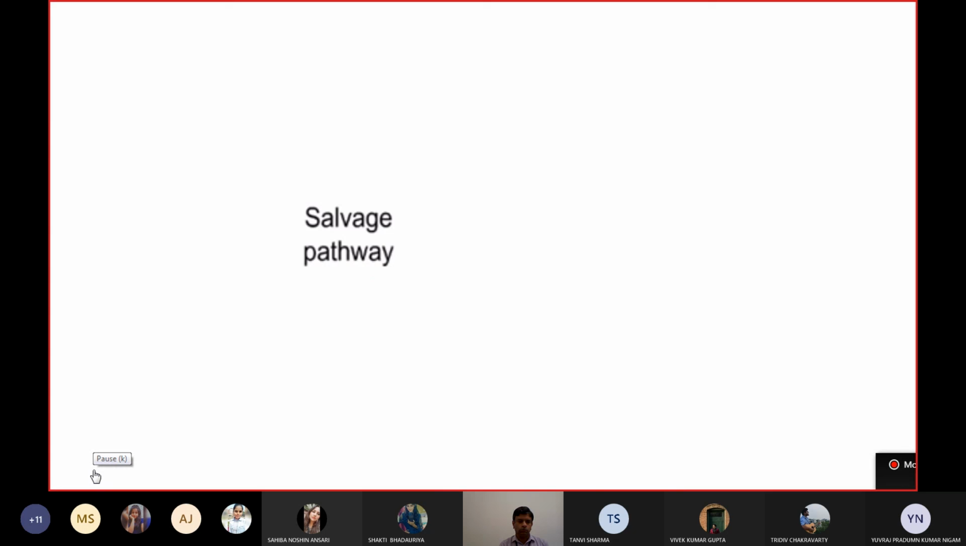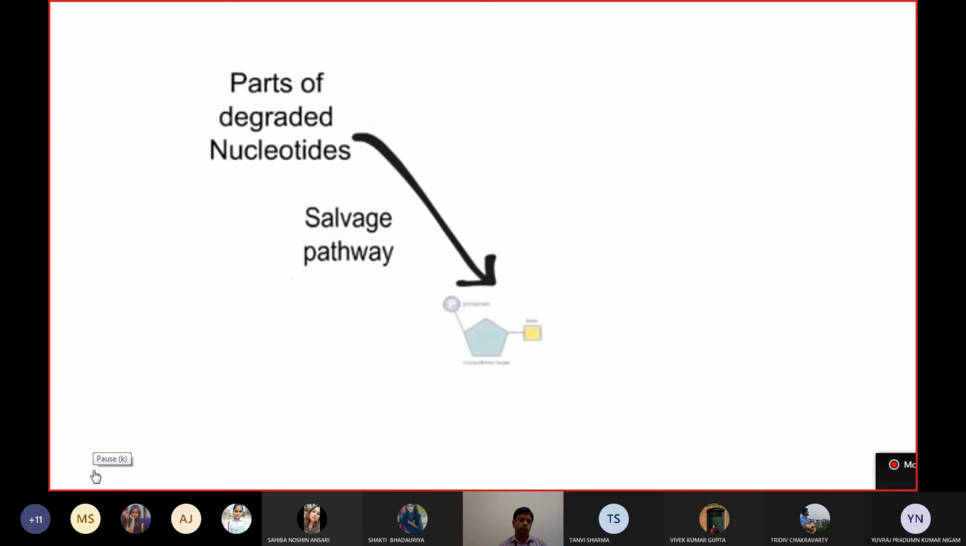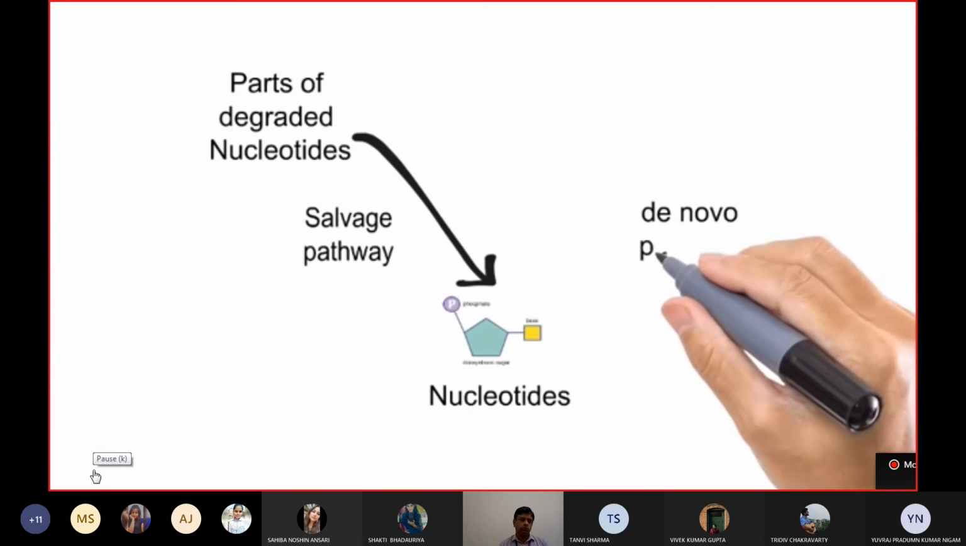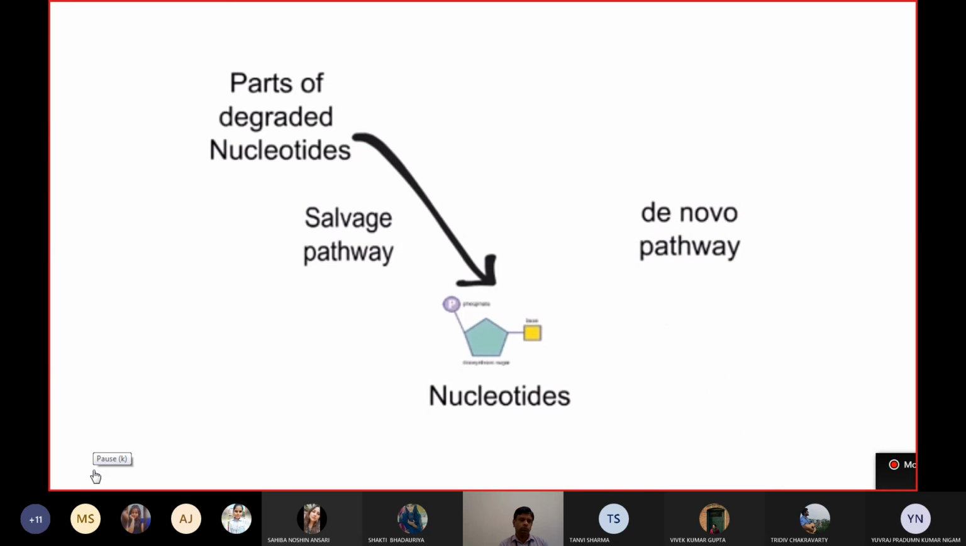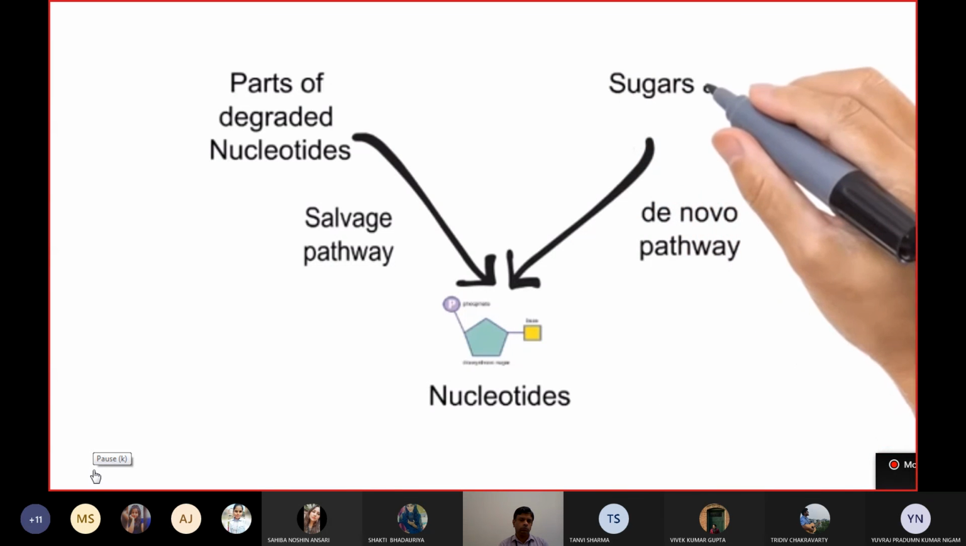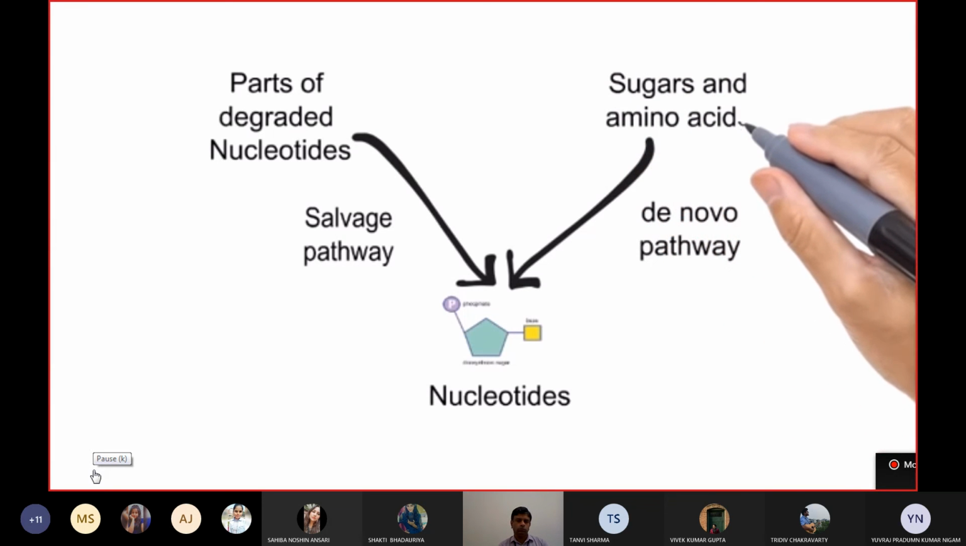In case of salvage pathway, cells use the degraded part of old nucleotides to produce the new nucleotides. And in case of de novo pathway, completely new nucleotides are synthesized using small metabolites like different sugars, different amino acids which are present in the media.